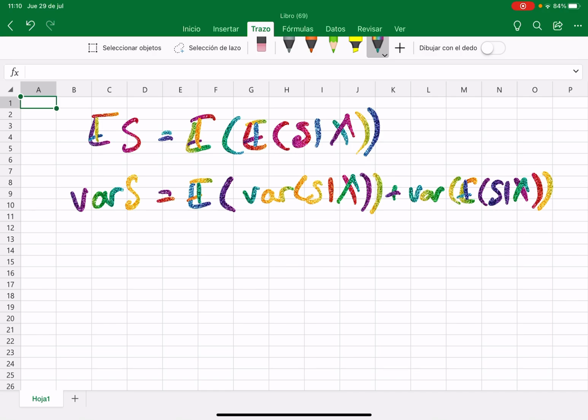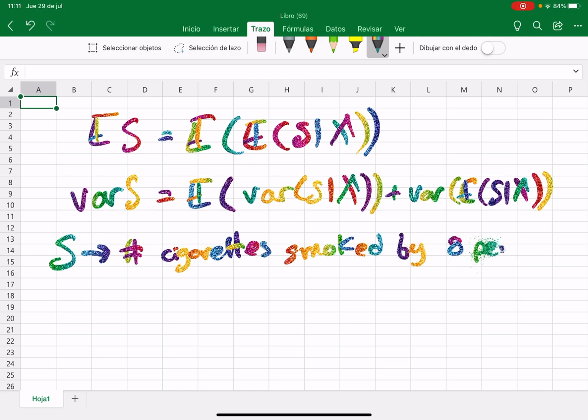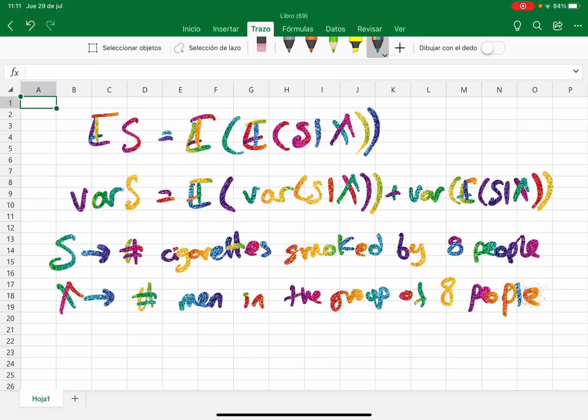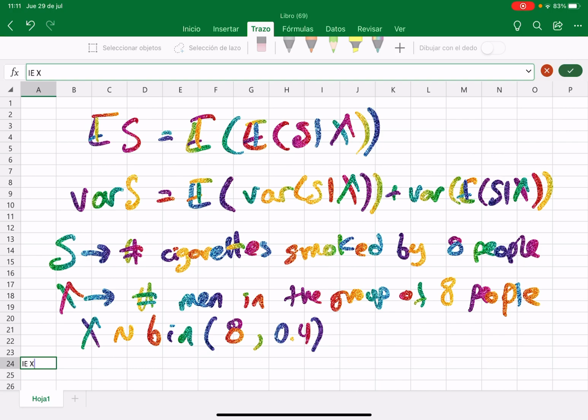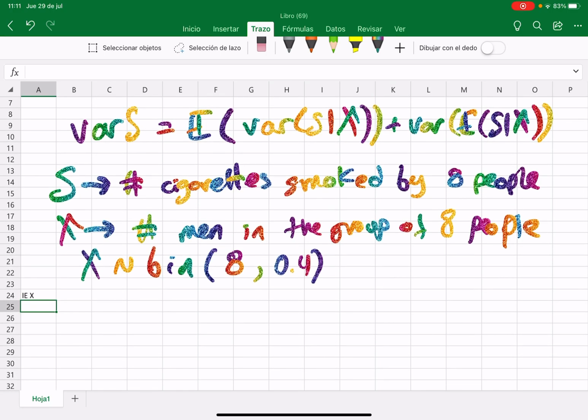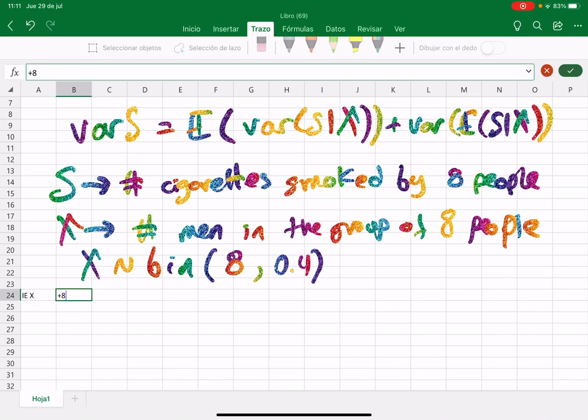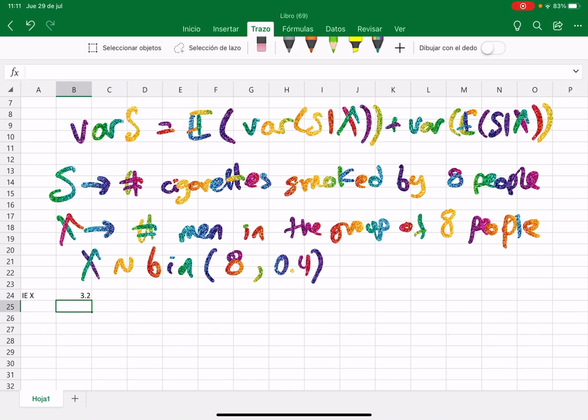So that's it. Now, let S be the number of cigarettes smoked by all 8 people, and let X be the number of men in the group of 8 people. Then by the data in the problem, we know that X is binomially distributed with parameters 8 and 0.4, right? Now, this means that the expectation of X is given by 8 times 0.4, so the expectation is just 3.2.